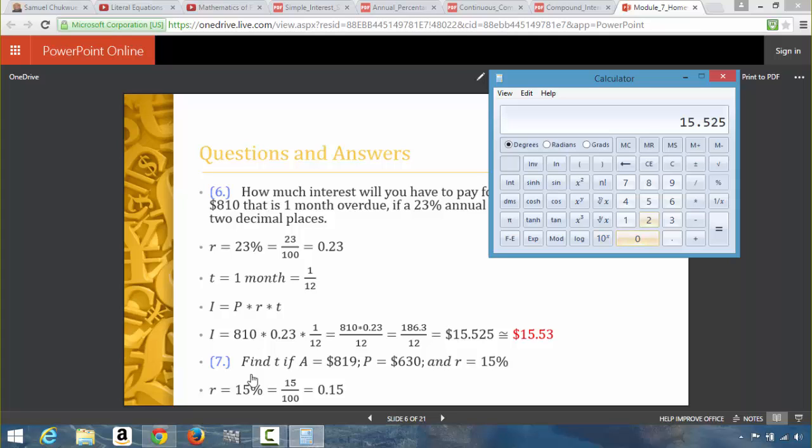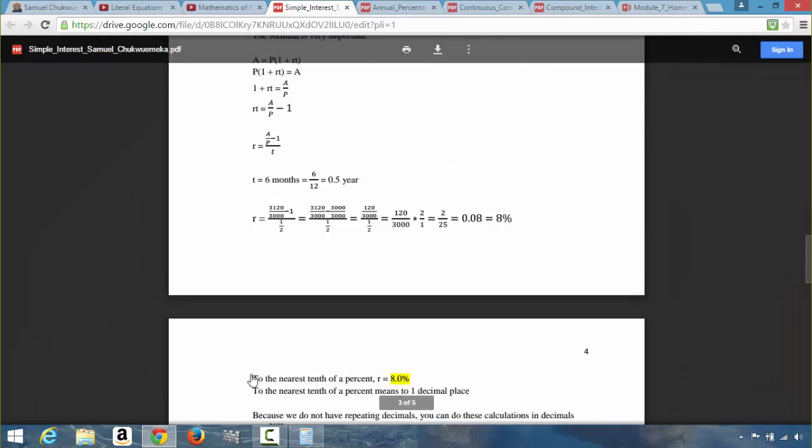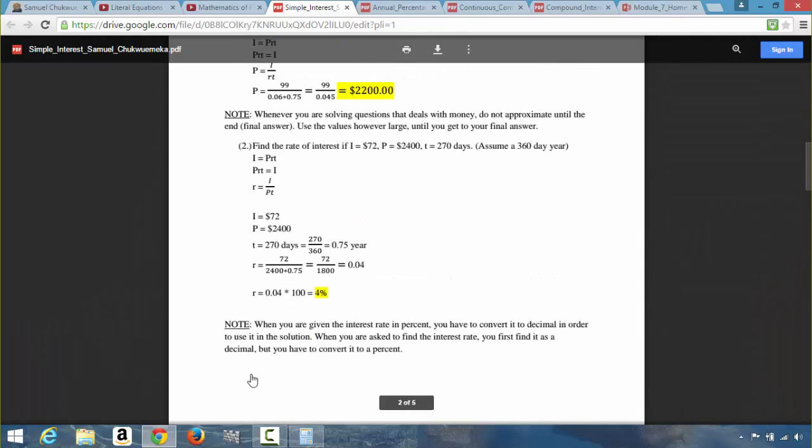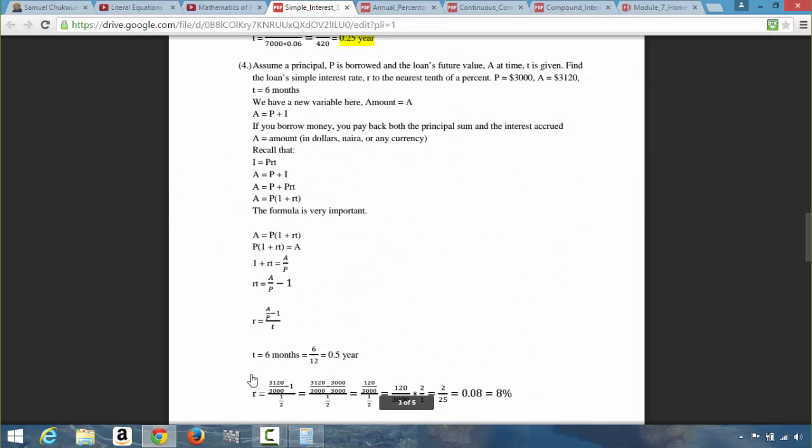Okay, if you don't understand me, just ask questions, okay? The next one is the same. Well, the next one, they now give us the amount. So I gave you 2 formulas here on simple interest. You have the first one, interest is principal times rate times time. And the second one is the amount. Amount is principal plus interest.